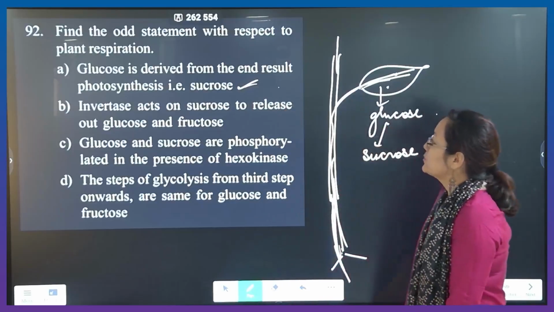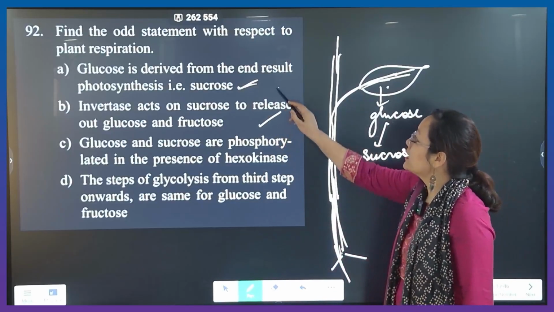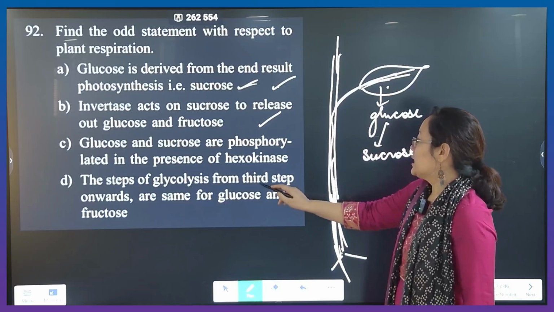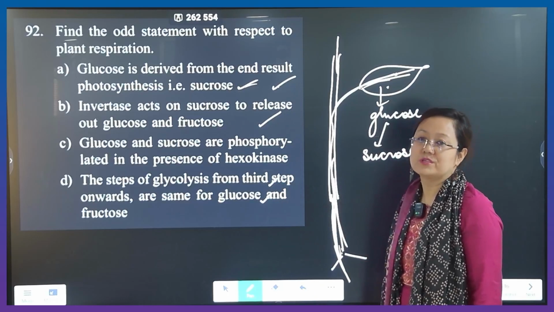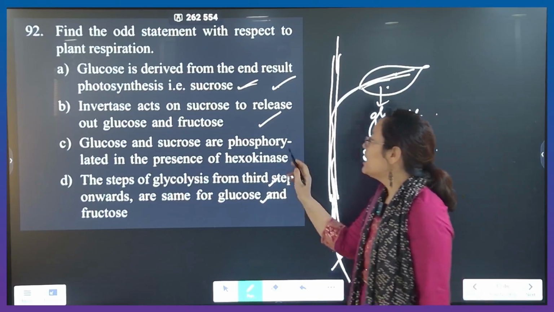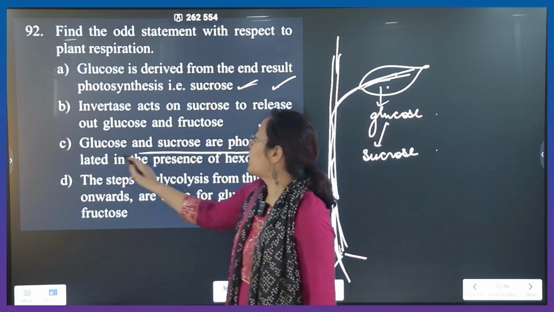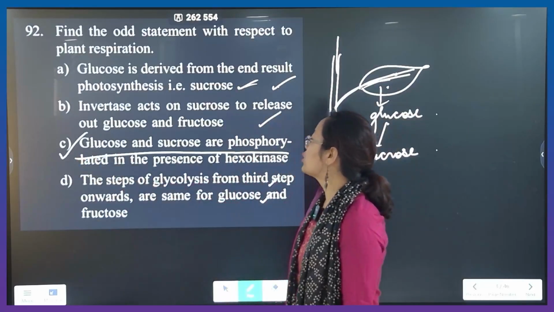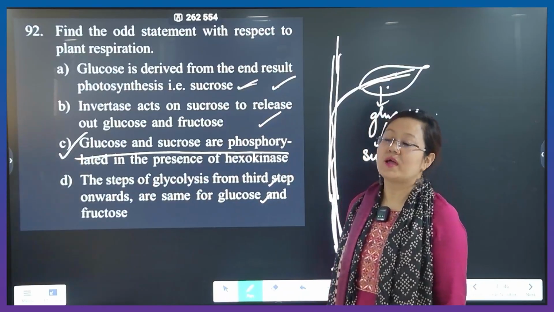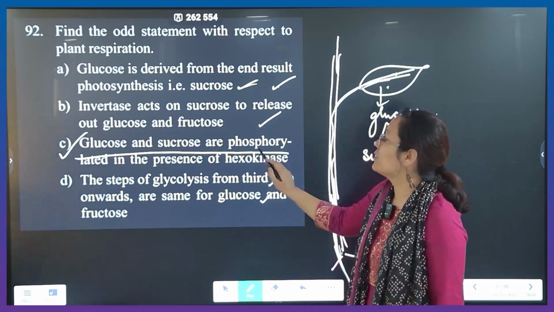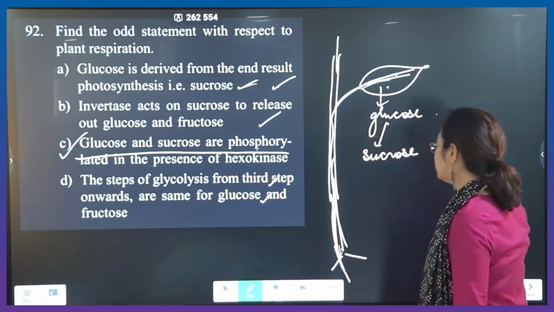So this is correct. Invertase, this is also correct. This is also correct. Third step onwards are the same for glucose and fructose. This is also absolutely correct. So the odd one in it will be this: glucose and sucrose are phosphorylated in the presence of hexokinase. This is not related.